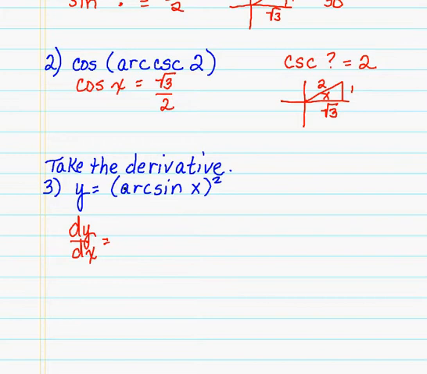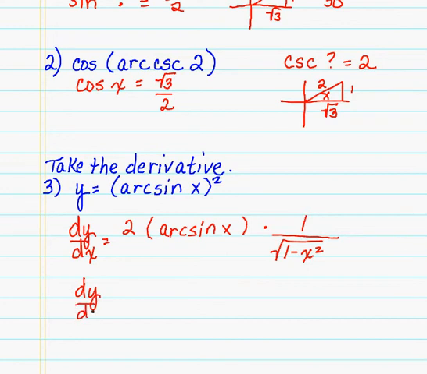by taking the derivative of the outside function here. Notice that we have something being squared. The derivative of that would be 2 times that something to the first power. Now we'll multiply by the derivative of the inside. So the derivative of the arc sine is 1 divided by the square root of 1 minus x squared. So our derivative, dy dx, would be 2 arc sine of x all over the square root of 1 minus x squared.